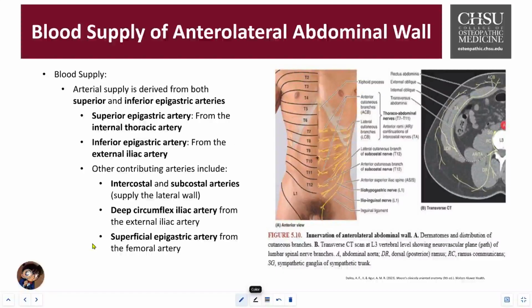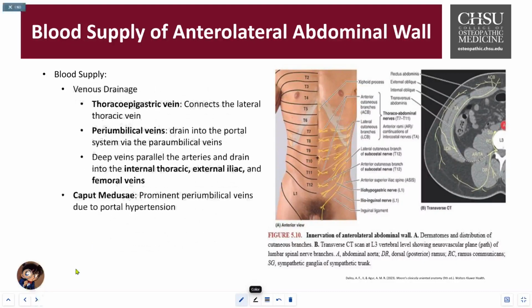Additional contributing arteries include the intercostal and the subcostal arteries, which supply the lateral abdominal wall, the deep circumflex iliac artery that comes from the external iliac artery, and the superficial epigastric artery, which arises from the femoral artery. And that supplies the superficial layers of the lower abdomen. There's also extensive vasculature that plays a critical role in surgical procedures and certain kinds of trauma management. So any kind of disruption to these vessels could be significant and lead to ischemic damage or hematoma.